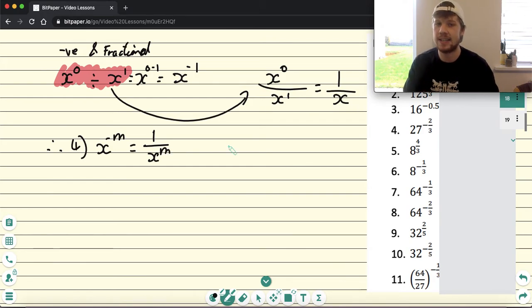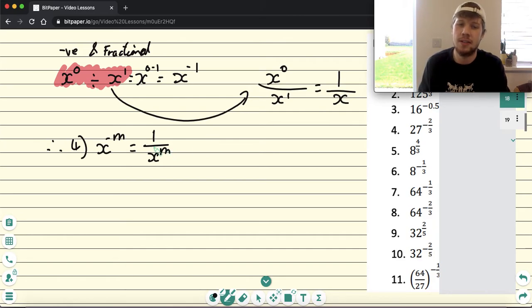So if we have a negative, what I like to do is cross the line, change the sign. So as you cross the fraction line, you need to change the sign, and vice versa. You could do that either way.